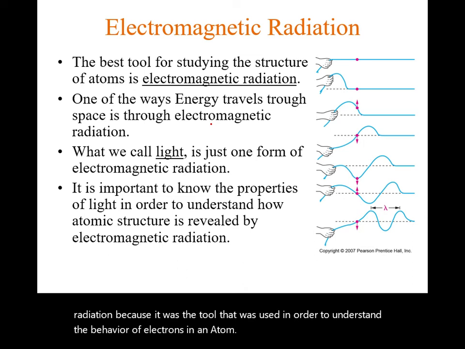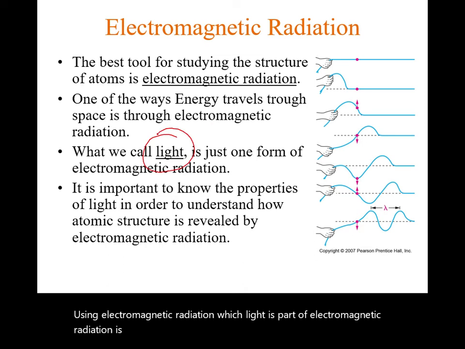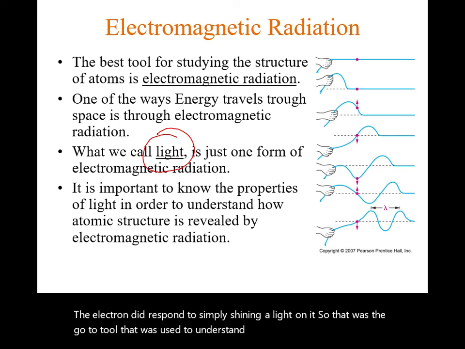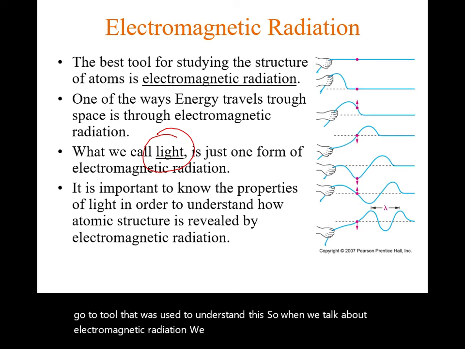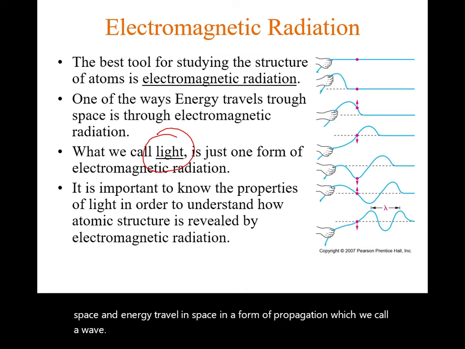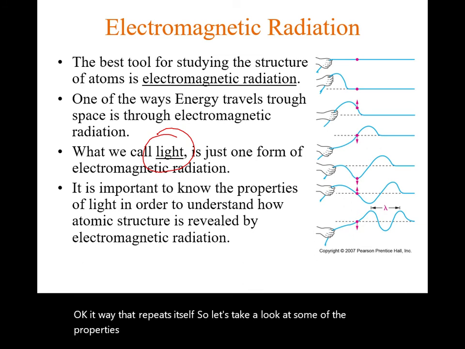Using electromagnetic radiation, of which light is a form, the electron did respond to simply shining a light on it. So that was the go-to tool that was used to understand this. So when we talk about electromagnetic radiation, we are describing the way energy travels in space. And energy travels in space in the form of propagation, which we call a wave, okay? A wave that repeats itself. Okay, so let's take a look at some of the properties of light, which we can expand to all electromagnetic radiation.